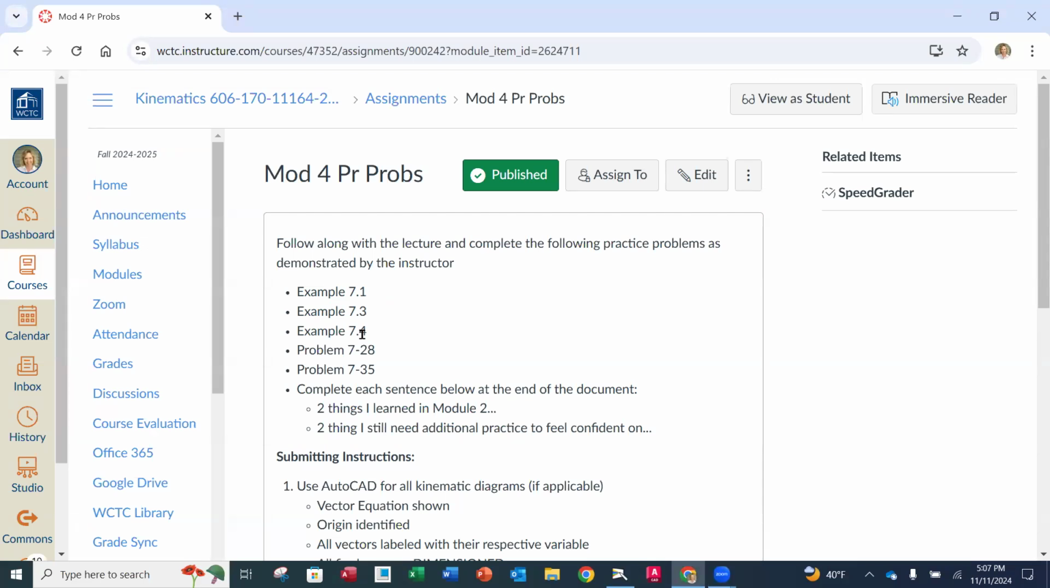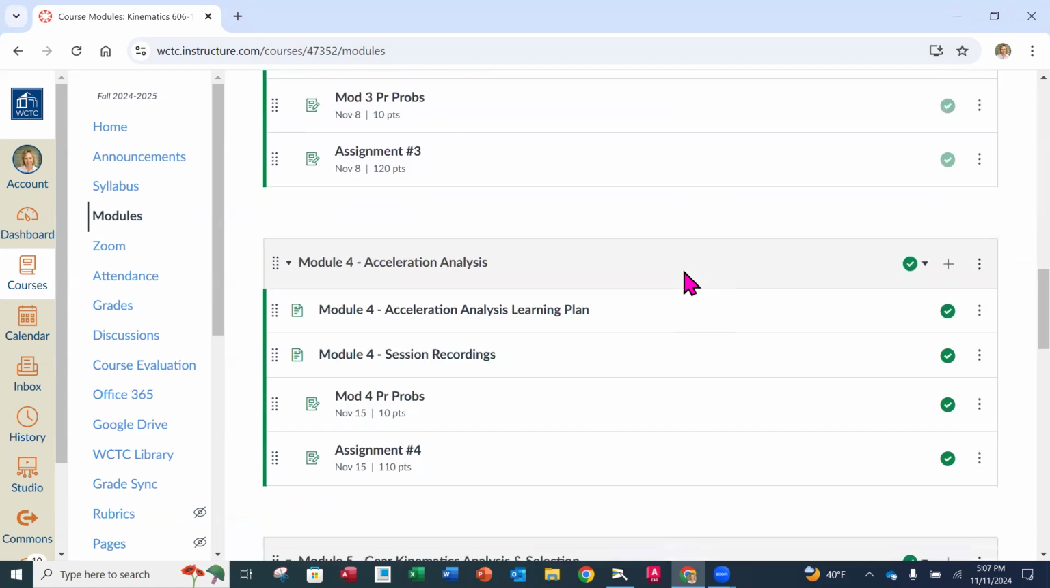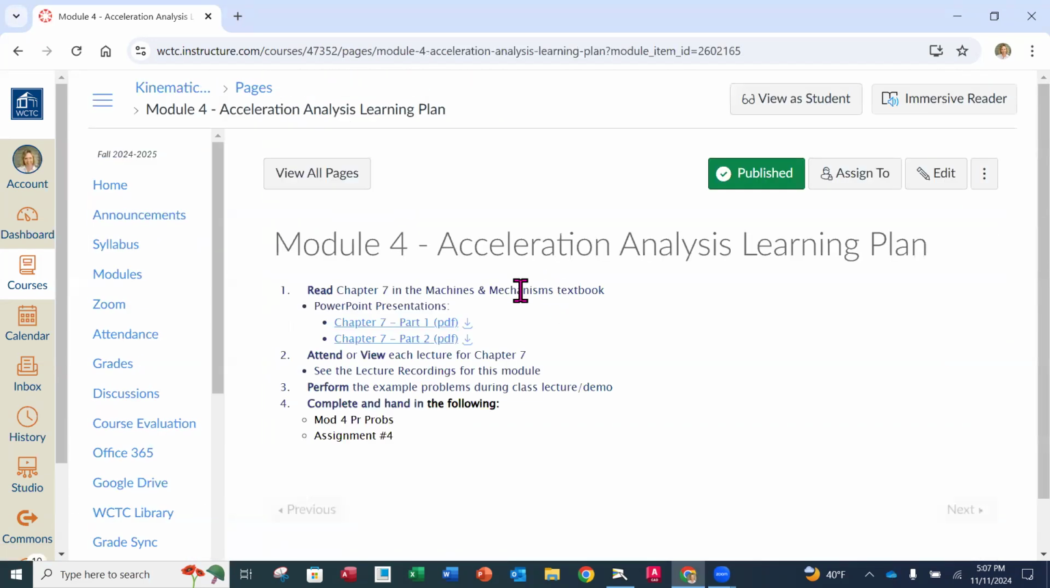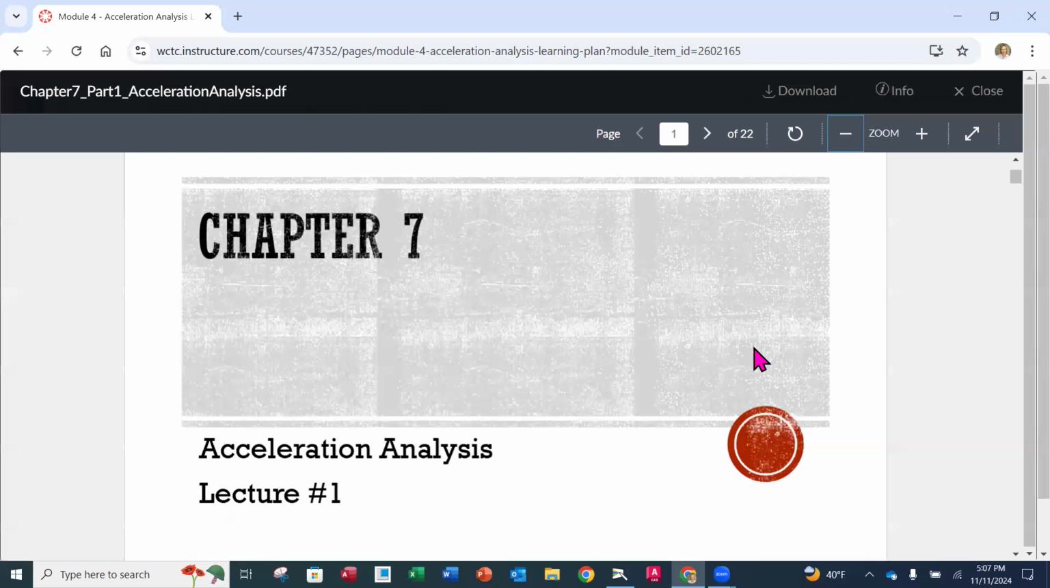We are going to be doing the first 3 examples this evening to get started with the subject of acceleration. And then the next time that we're together, we'll continue on and do the last problems that we see here. So going back to the Module 4 learning plan and pulling up the PowerPoint presentation, part 1 for Chapter 7, we are going to get started. If you did want to open up your book, chapter 7 starts on page 170, and we will be referencing the items that are in there.